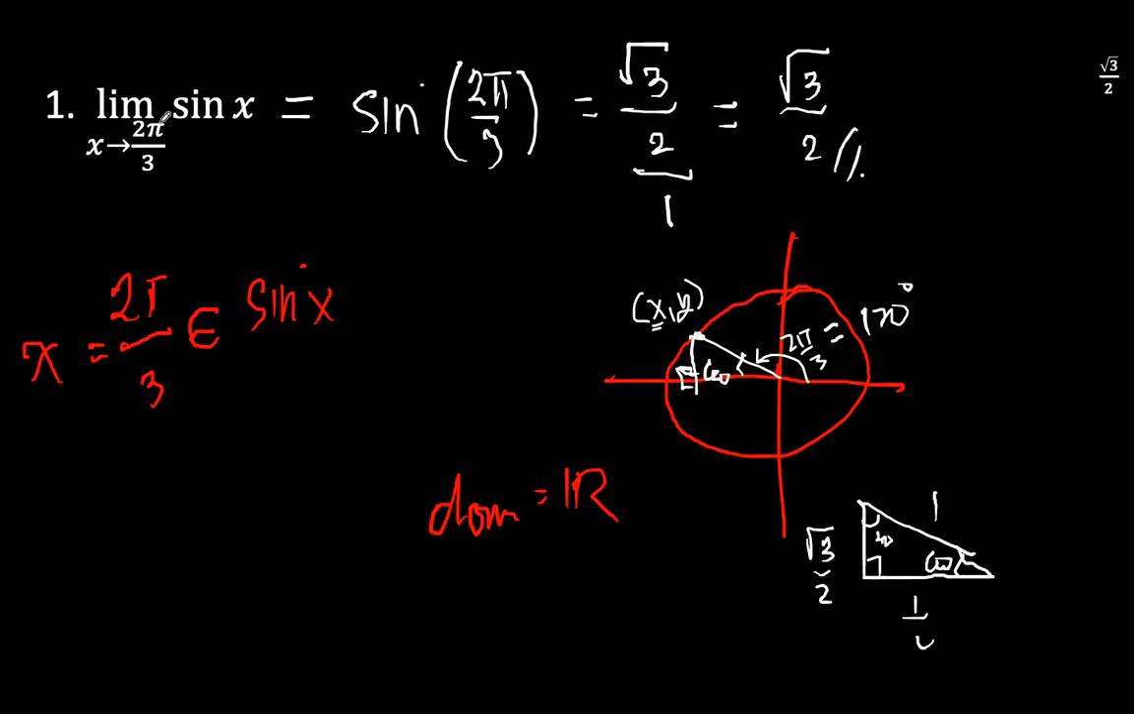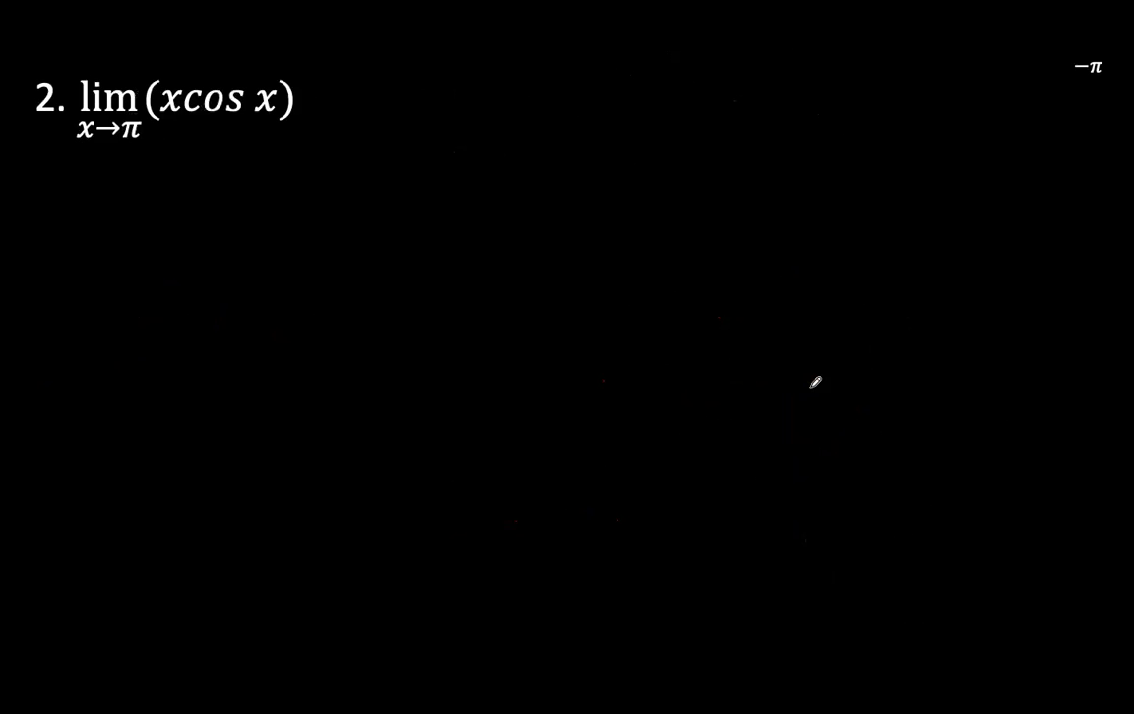So therefore the limit of sine x as x approaches 2 pi over 3 is equal to square root of 3 over 2. So in substituting the value of x, or direct substitution, as long as the values are part of the domain of the given function, then direct substitution is allowed. And we can use the unit circle or even the graph of the given function. So I hope we get the same answer. And let's work on problem number 2.